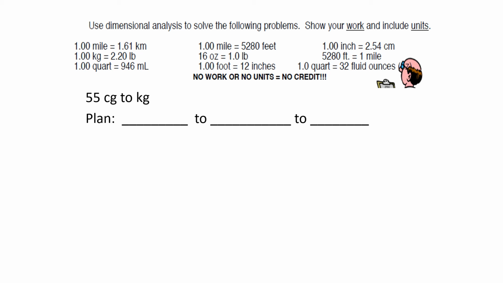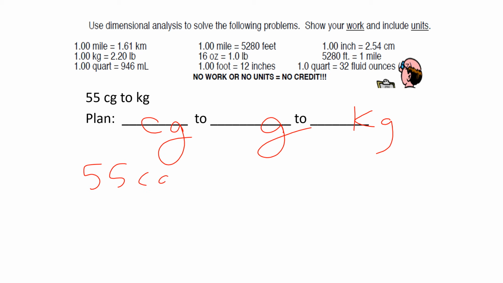All right, 55 centigrams to kilograms. So we have centigrams, we need to get to kilograms. This is a metric to metric conversion. You aren't expected to know how many centigrams are in a kilogram, but you are expected to know how many centigrams there are in a gram and how many grams are in a kilogram. So the base common unit between those two prefixed units is the gram. So we'll go 55 centigrams, centigram down here, gram up here.